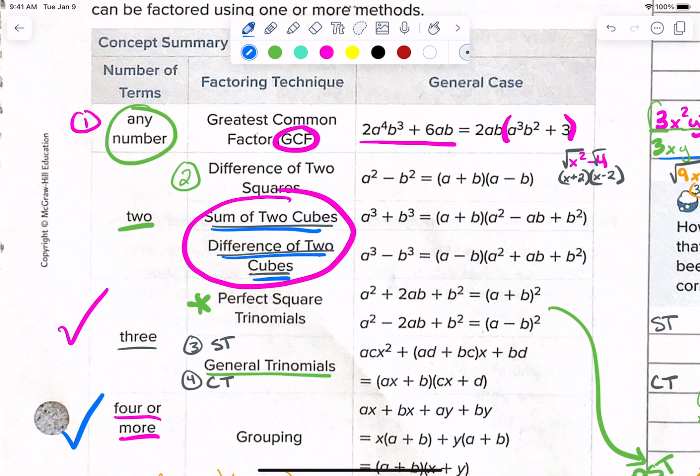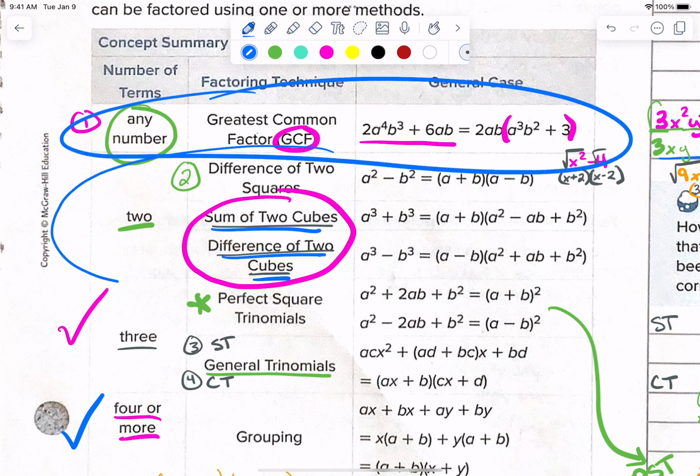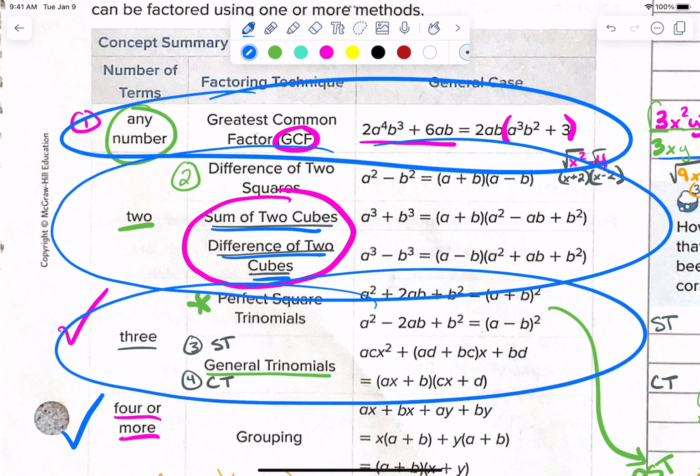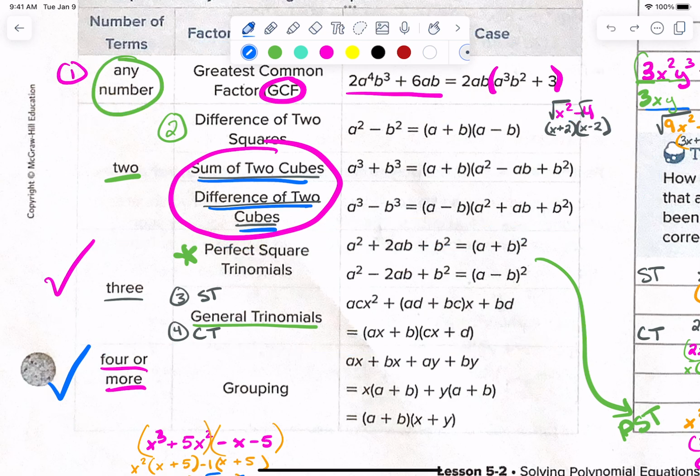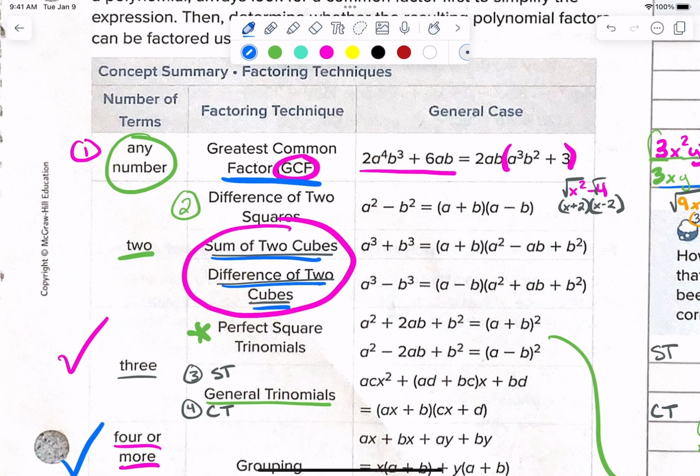When we have different types of factoring methods, do you see this group right here? Then we have 2 groups, then we have 3 terms, and we have 4 terms, right? You see how this table is separated out? This is like a summary of everything, and we wrote some examples down. So greatest common factor, we can do that with any number of terms.